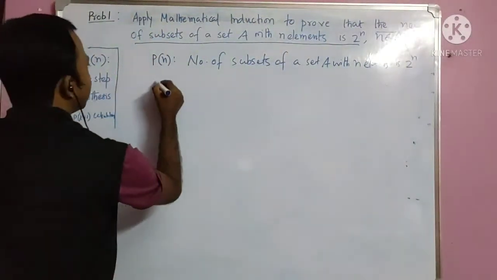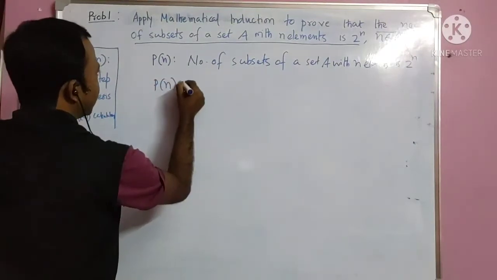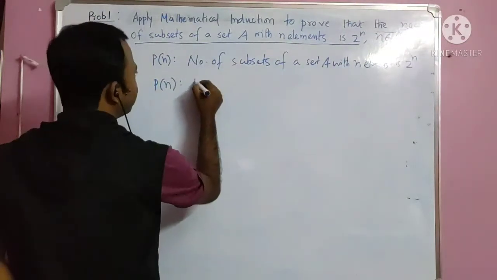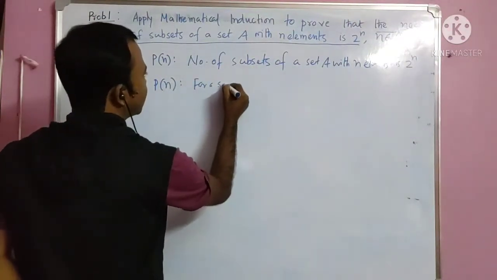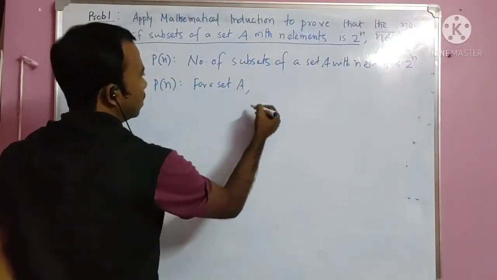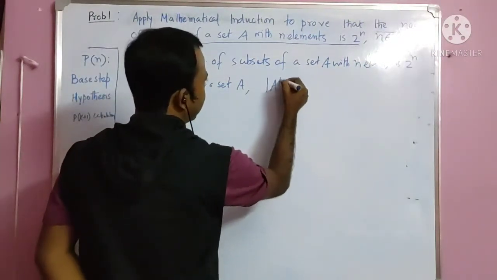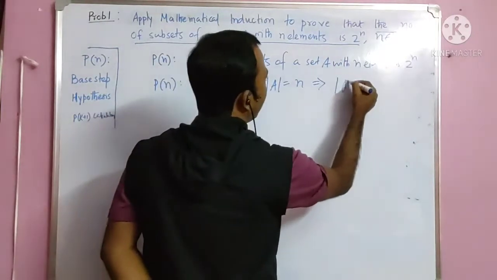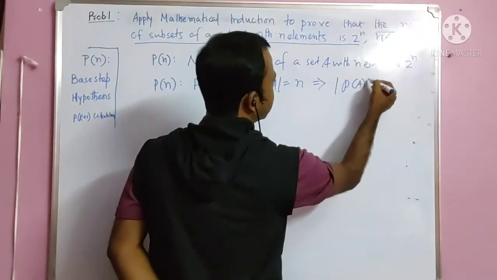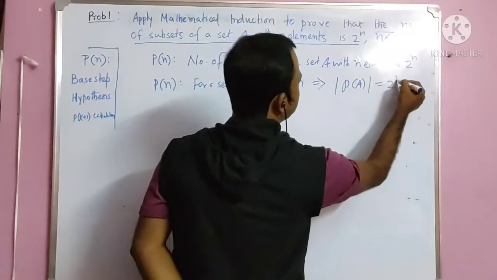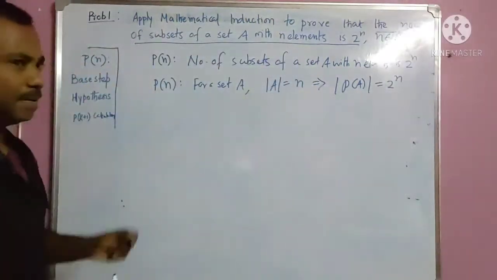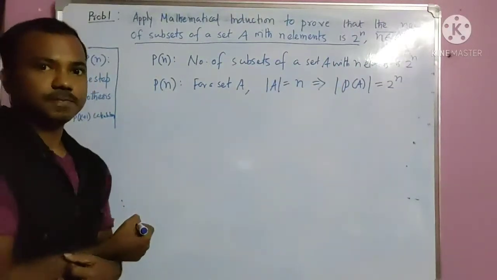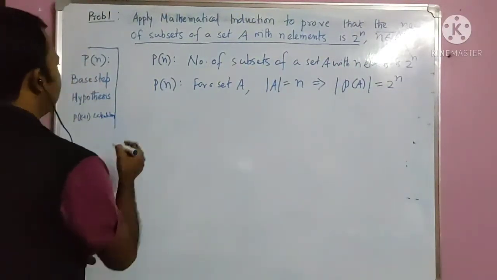P(n) is more like a mathematical expression, so we can rewrite it in the following way also. For a set A, if |A|, that means the number of elements, is n, then all the subsets of A, that means the power set of A, has 2 to the power n elements. So these two are the same. Whatever comes, we are going to use this, because it looks more mathematical.